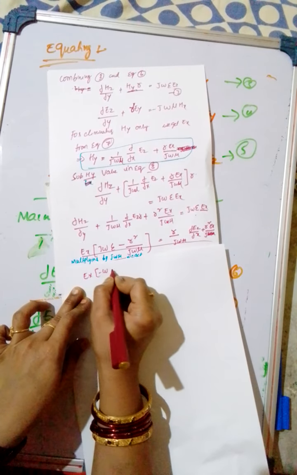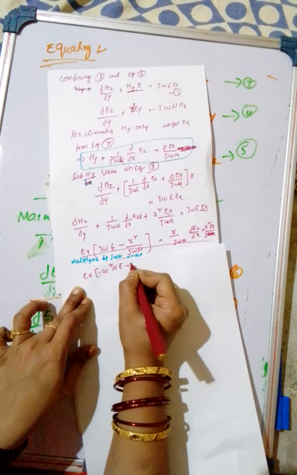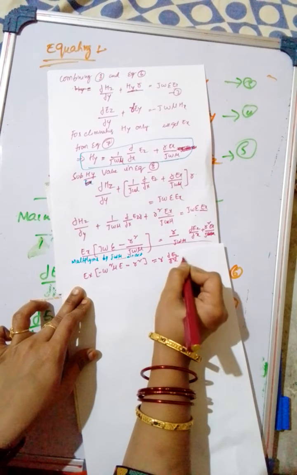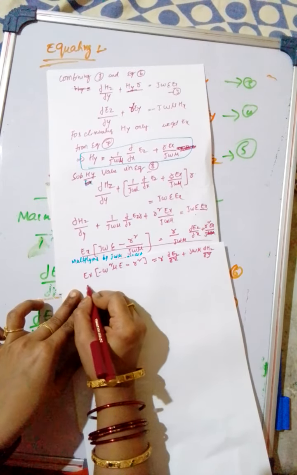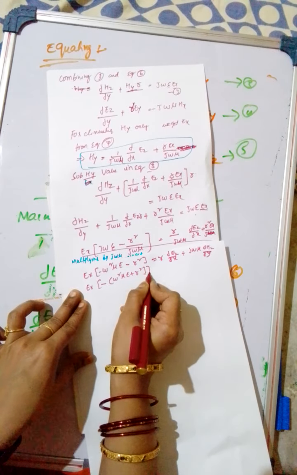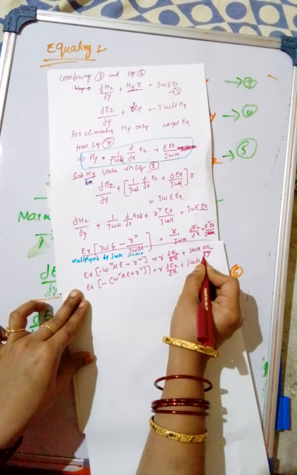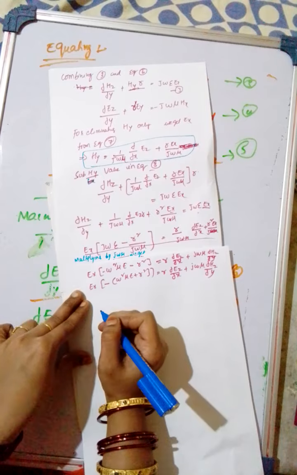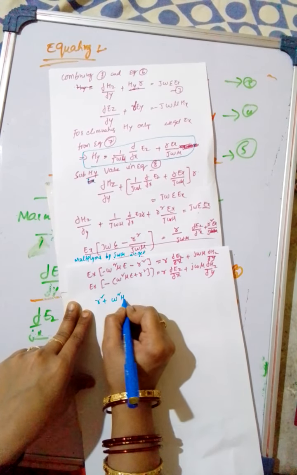e_x times (minus omega square mu epsilon minus r square) is equal to r dou e_z by dou x plus j omega mu dou h_z by dou y. Taking minus as common, e_x times minus (omega square mu epsilon plus r square) is equal to r dou e_z by dou x plus j omega mu dou h_z by dou y, where r square plus omega square mu epsilon is equal to h square.